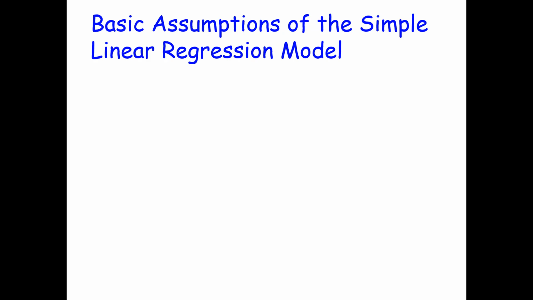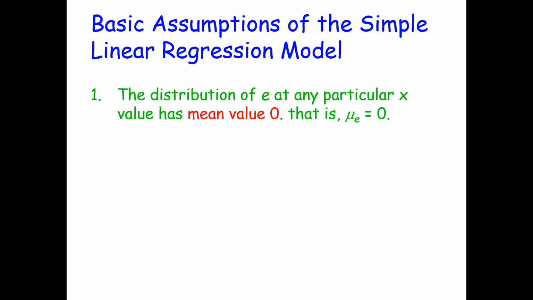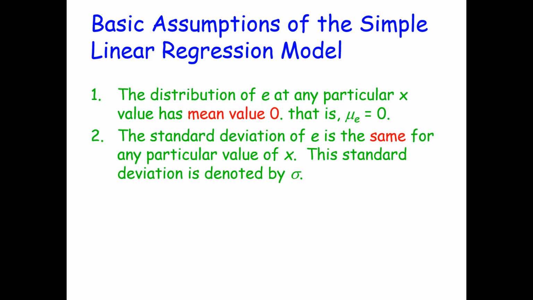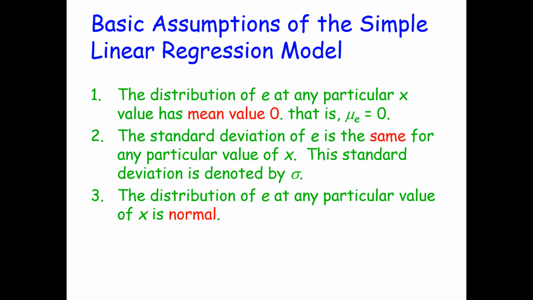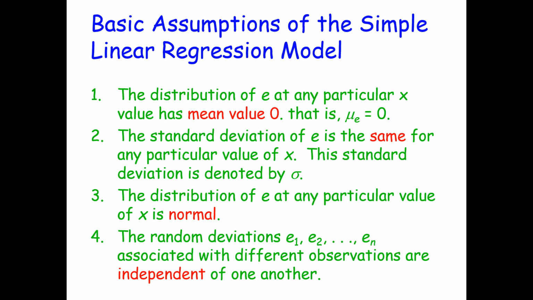Basic assumptions of the simple linear regression model are that, 1, the distribution of e at any particular x value has a mean value of 0. That's to say that mu sub e equals 0. Second, the standard deviation of e is the same for any particular value of x. This standard deviation is denoted by sigma. Third, the distribution of e at any particular value of x is normal. And 4, the random deviations e sub 1, e sub 2, all the way to e sub n associated with different observations are independent of one another.